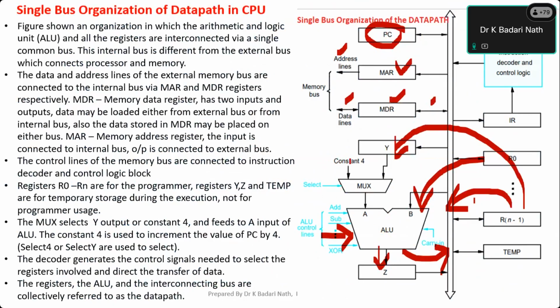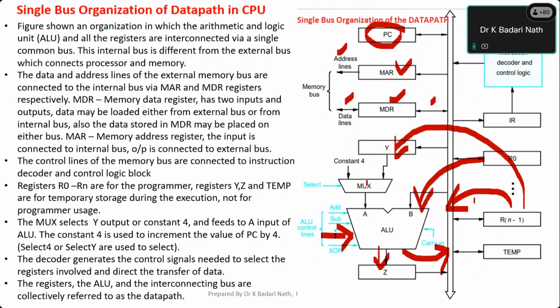Whenever I say select 4, then 4 comes to the A, and the program counter, I bring it to the B so that I can add it. After addition, I can place it back to the program counter. In all other times, we connect Y to the A. So if I don't indicate select 4, always just assume that Y is connected to the A. For all our discussion, Y is always connected to the A.